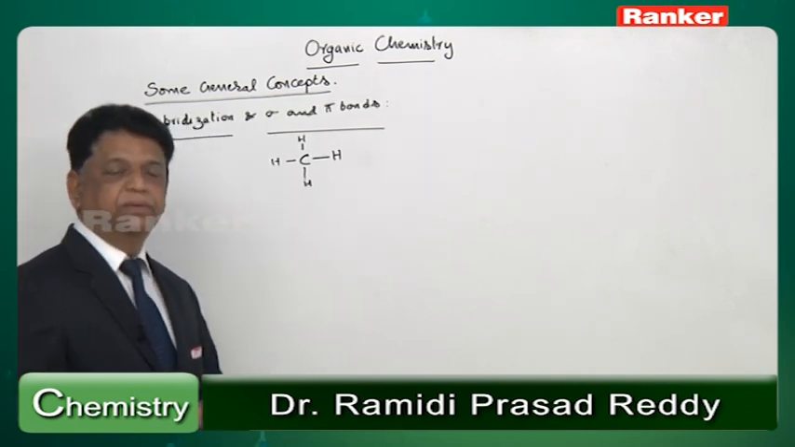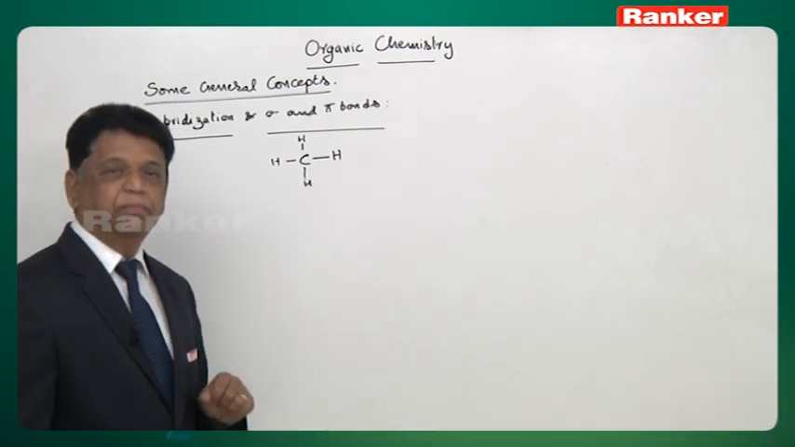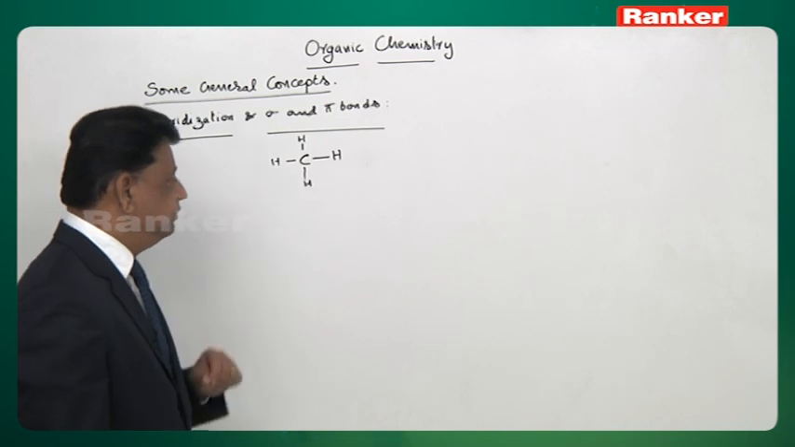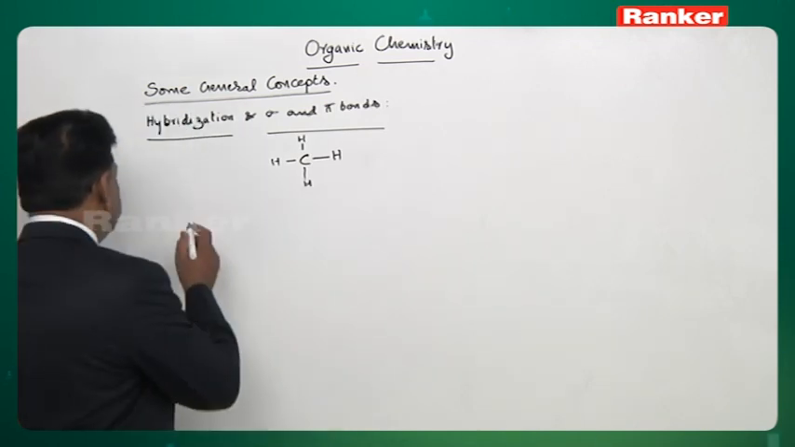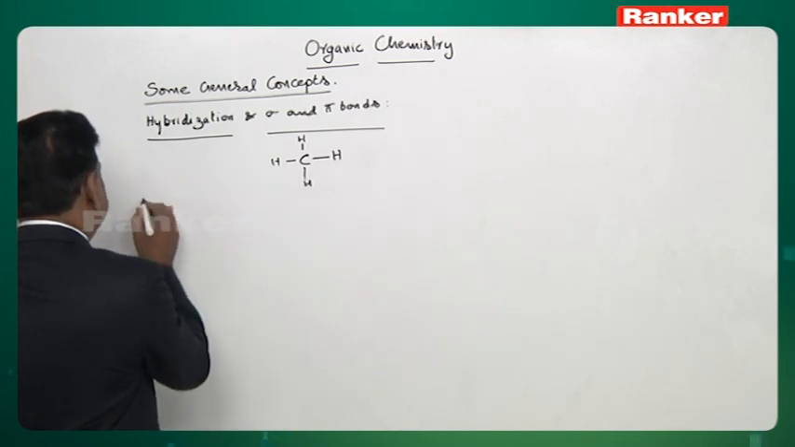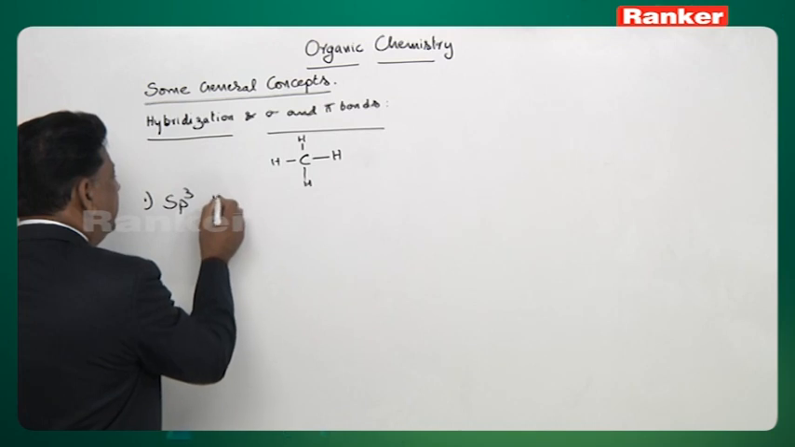In the bond formation, is it the strong bond, that is sigma bond, or is it a weak bond, that is pi bond? All such things we have to explain under this particular topic. So, under the hybridization, the first type of hybridization is sp3 hybridization.